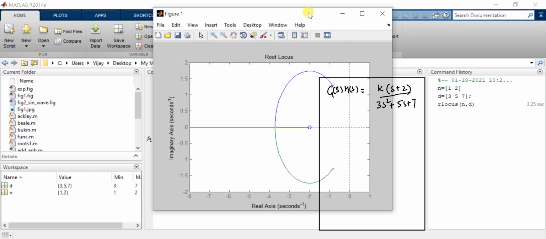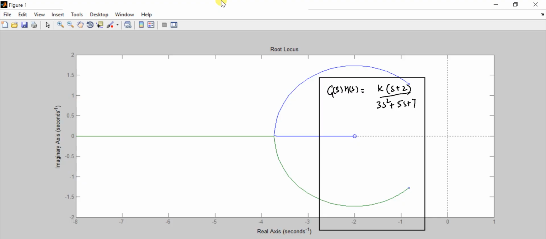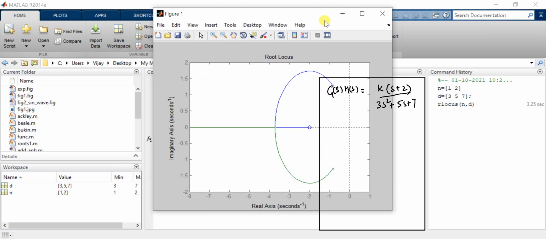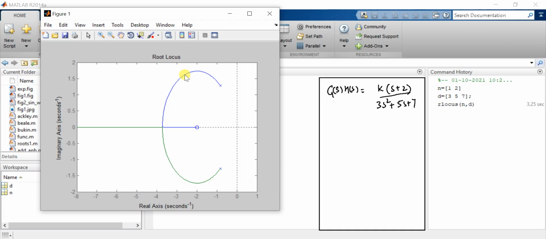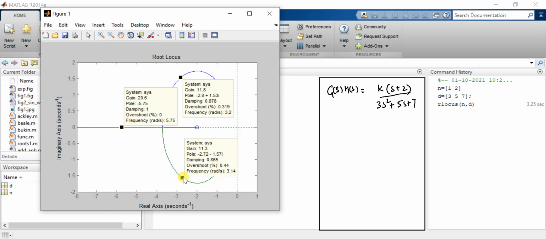So this is the root locus of this particular transfer function. You can modify this graph by clicking on it, and you can check the particular value, that is frequency, overshoot and damping at this particular location. You can mark any of them. So I hope this rlocus command is clear to you. Let's try to solve some other examples.